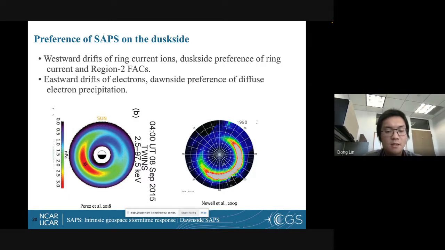So we combine these two, namely the lower boundary of the region 2 field and current. This is a ring current though, but just to show the relative location. The low latitude boundary of the region 2 field and current goes to below that of the electron precipitation, then you should expect a gap to occur more preferentially in the dusk sector. So this is a very natural result because of the opposite drifting paths of ions and electrons in the magnetosphere. That's why we typically see SAPS on the dusk side.